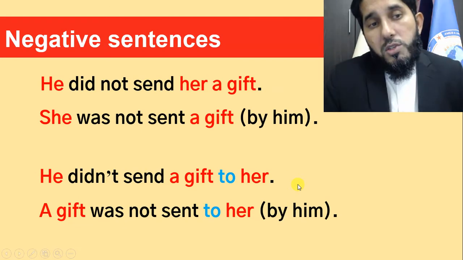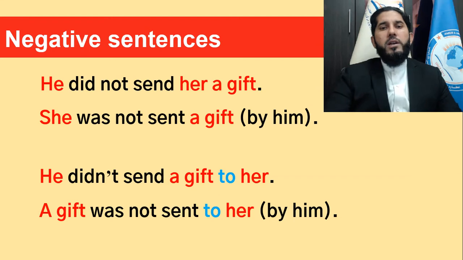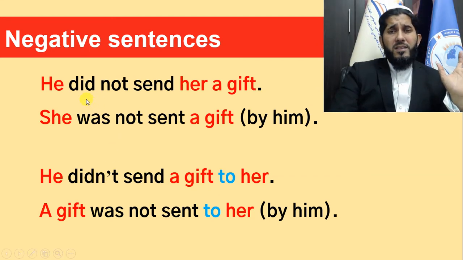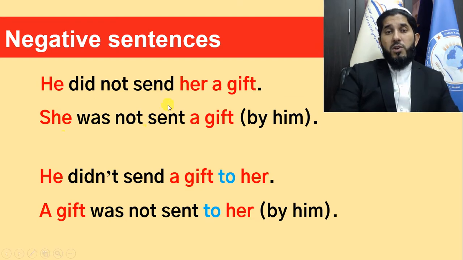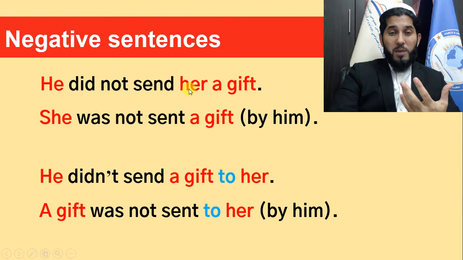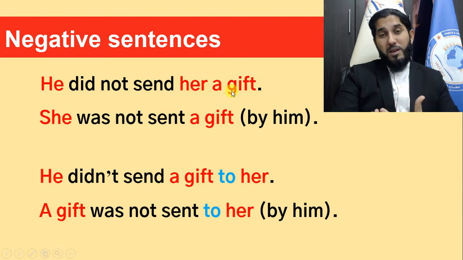Now look at these examples, negative sentences. So he did not send her a gift. A simple past tense, and it's a negative sentence. He didn't or he did not send. So the verb send is also a double transitive verb because it takes two objects, her and a gift. And because the indirect object, the person, comes first, and the direct object, the thing, comes at the end, the preposition is not used between them. So he did not send her a gift or he didn't send her a gift.